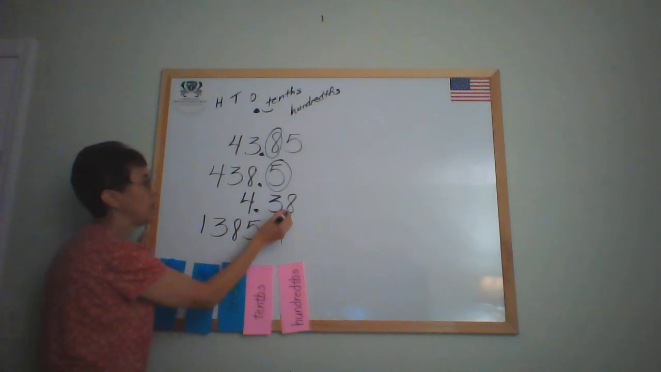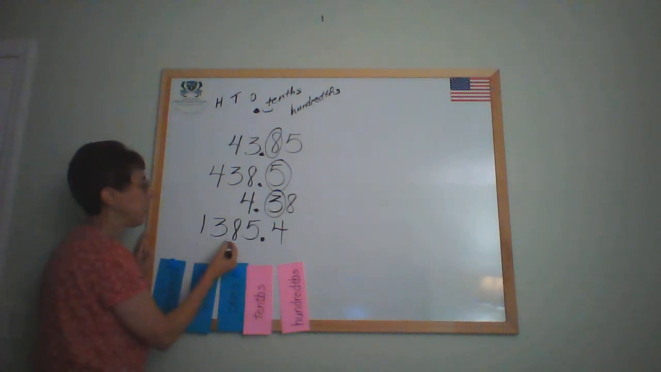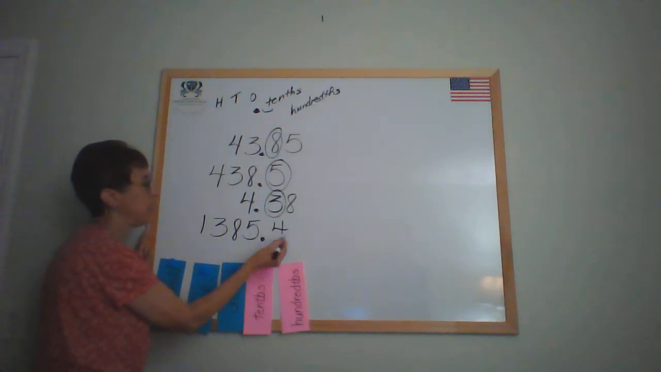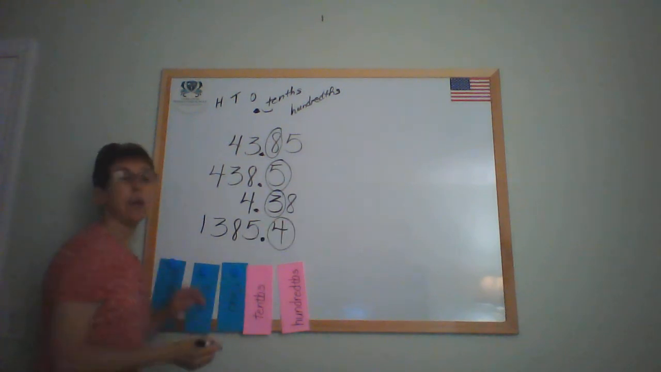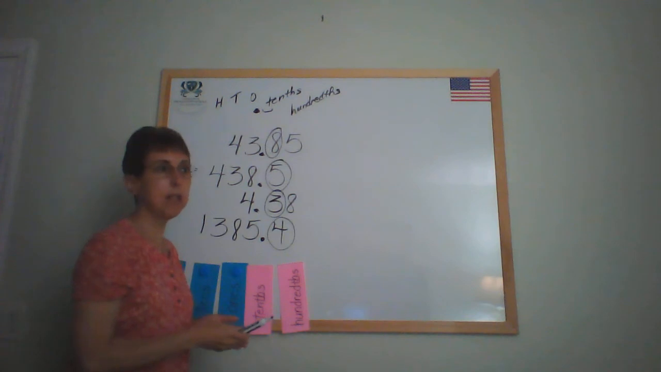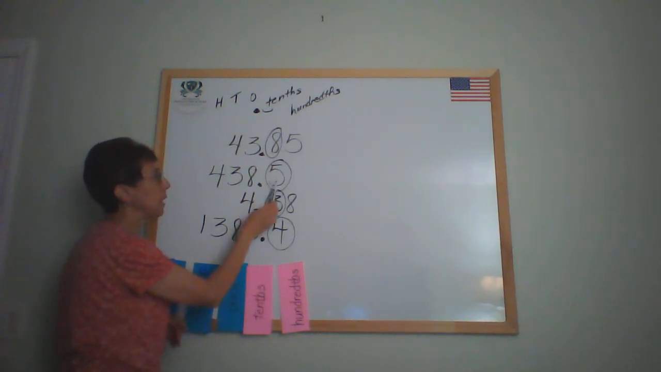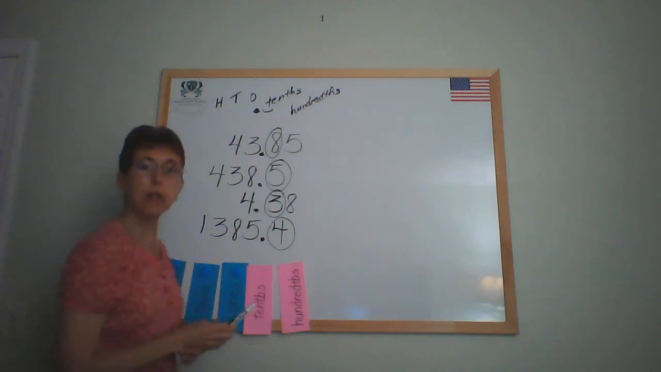4 and 38 hundredths. Immediately to the right of the decimal point is your tenths place. And 1,385 and 4 tenths. Okay, remember, if there's only one digit to the right of the decimal point, that's tenths. 2 digits makes it hundredths, but the digit that's immediately to the right is the one in the tenths place.